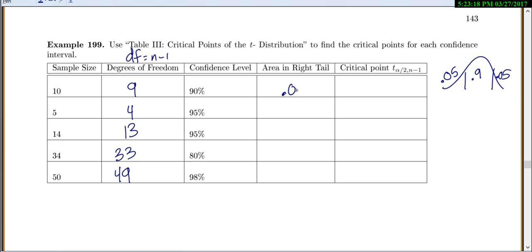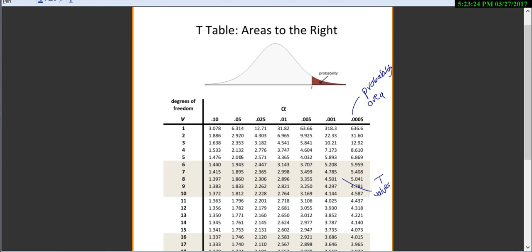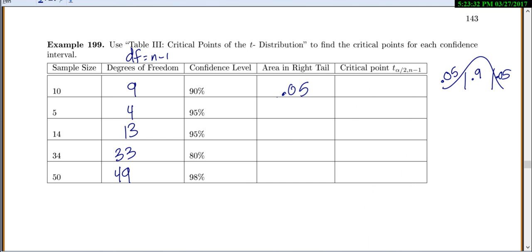So the area in the right tail, which is what I can look up on my table, is going to be 0.05. So go to your table. We want 0.05, and we said 9 degrees of freedom. So 9 degrees of freedom and 0.05 gives you a t-value of 1.833. So 1.833.